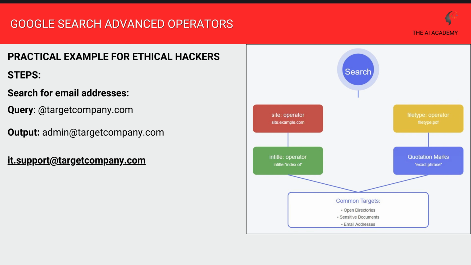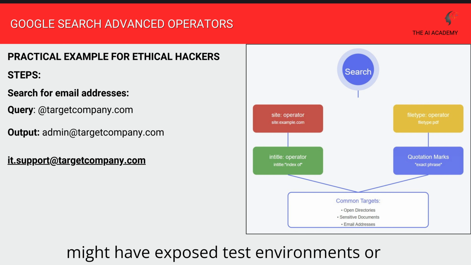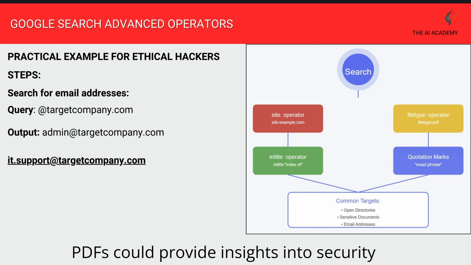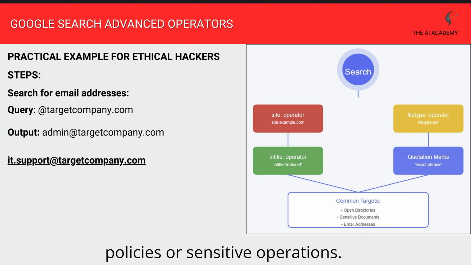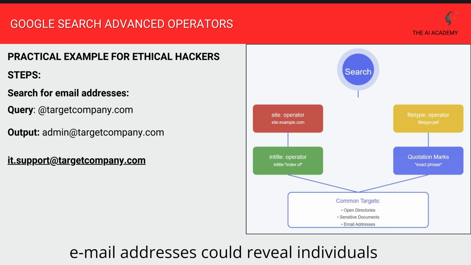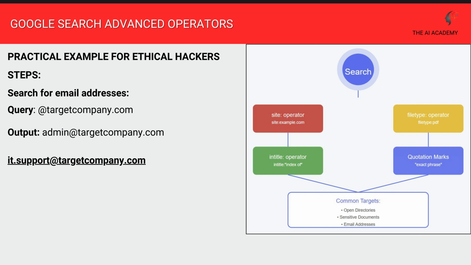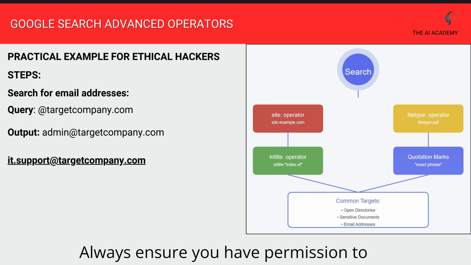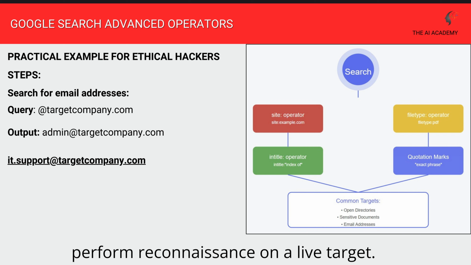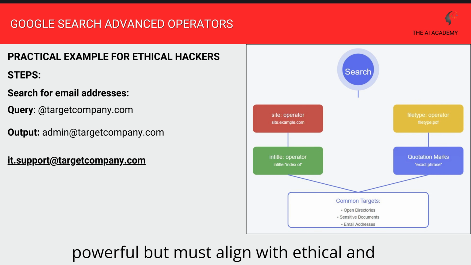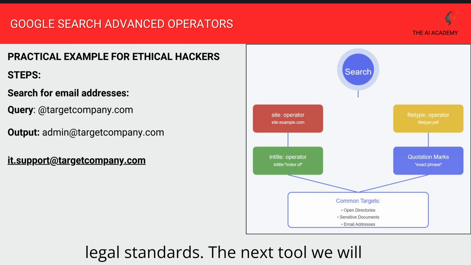it.support@targetcompany.com. Analysis: open directories might have exposed test environments or log files containing debug information. PDFs could provide insights into security policies or sensitive operations. Email addresses could reveal individuals responsible for IT infrastructure. Always ensure you have permission to perform reconnaissance on a live target. The use of advanced Google operators is powerful but must align with ethical and legal standards.